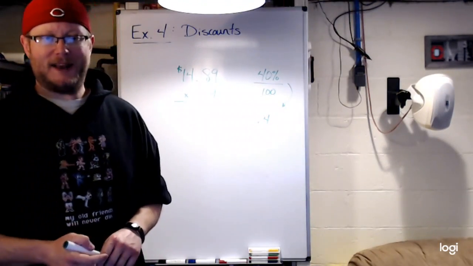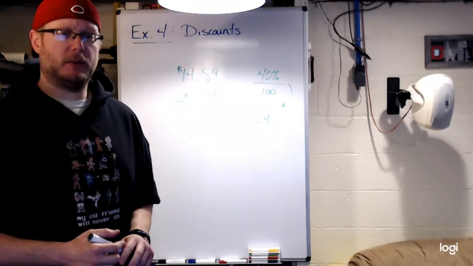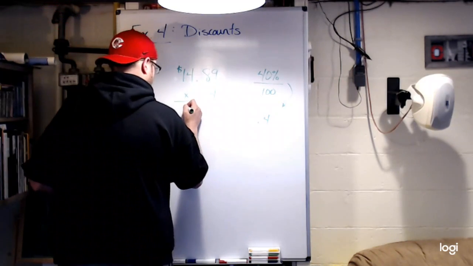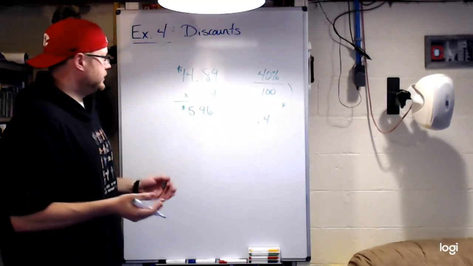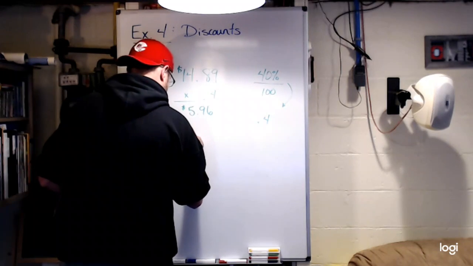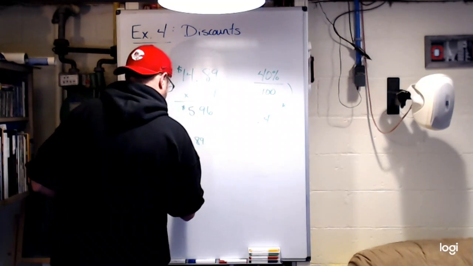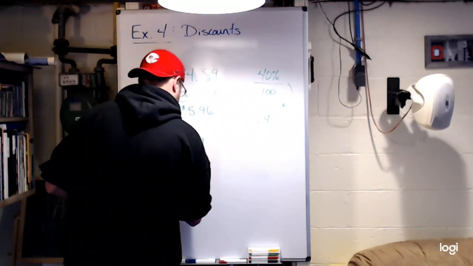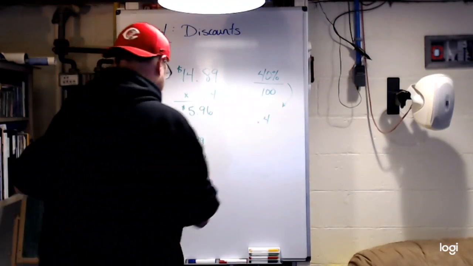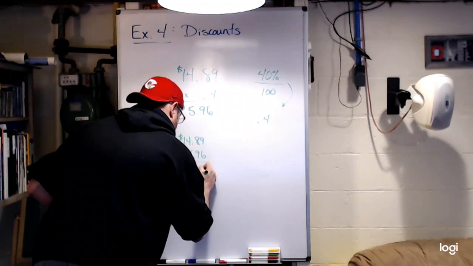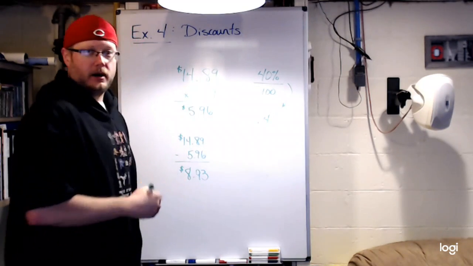And what's that going to give us? $14.89 times 0.4 is 5.956, so we round that to the nearest cent, so that'll be $5.96. All right, that's our discount. So we just take $14.89 minus the $5.96, and that gives us $8.93. $8.93, and that's going to be our final amount.